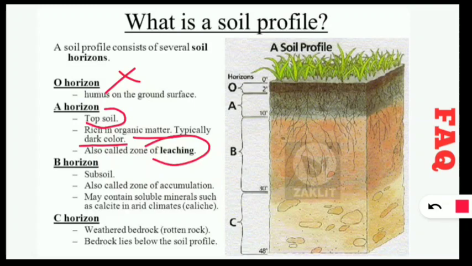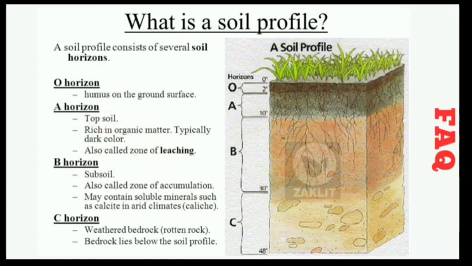Next is coming to the B horizon, which is the third horizon as per this soil profile. So it is called the subsoil region. So this is very important. It has been asked: subsoil region, B horizon. It is also called the zone of accumulation. That means all the nutrients which are coming from above are accumulated here in more quantity. That's why it is called the zone of accumulation.